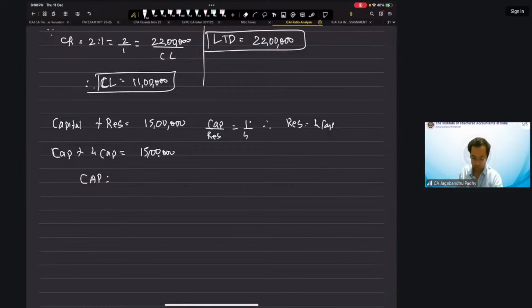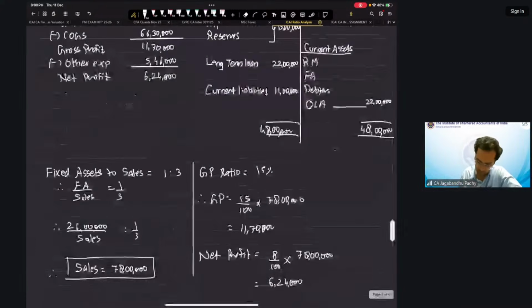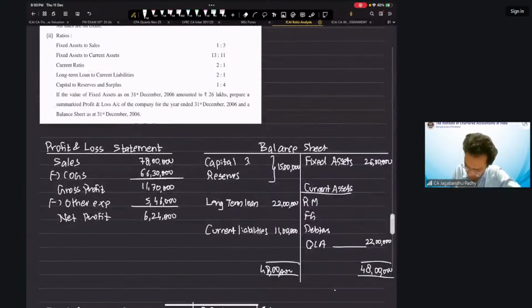So capital value is what? 15 lakh divided by 5, which is going to be 3 lakh. Right? So 3 lakh is the capital value. And obviously the balancing figure 12 lakh is the reserve. So the balance sheet has tallied, but are we complete with the solution? Or do we have yet to calculate something?